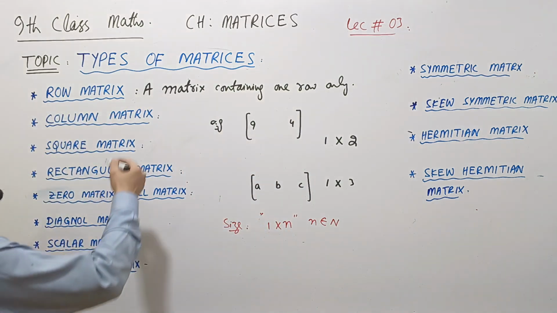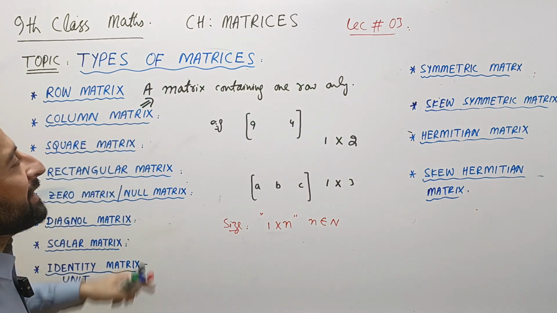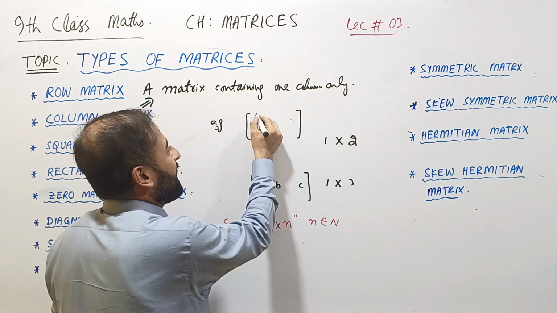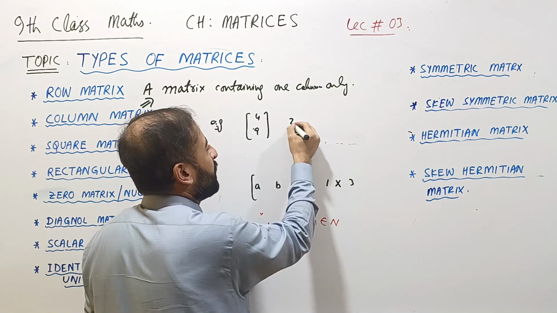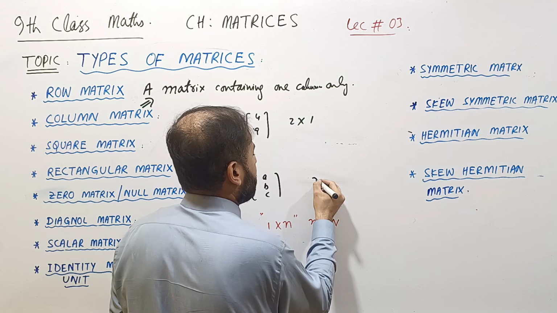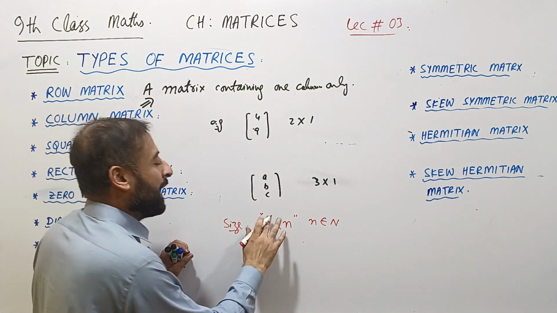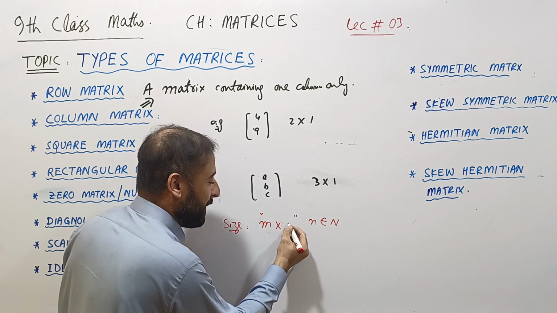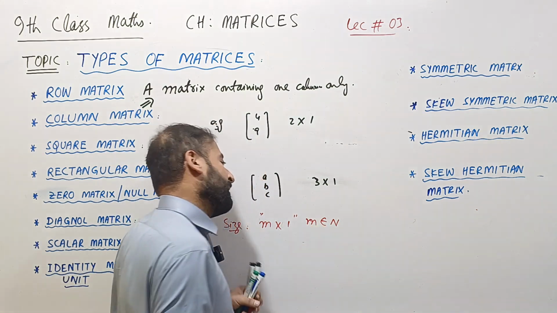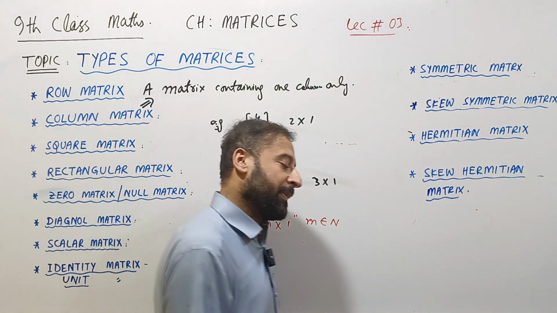The second matrix, column matrix. The definition of this, just to save time, I have written at the beginning: a matrix containing one column only. For example, this matrix, its size is 2 by 1. Students, this one is 3 by 1. Generally you say its size should be m cross 1 matrix: a matrix having m rows and 1 column, and m has to be a natural number. It is also called column vector. You got it? I think it is simple.